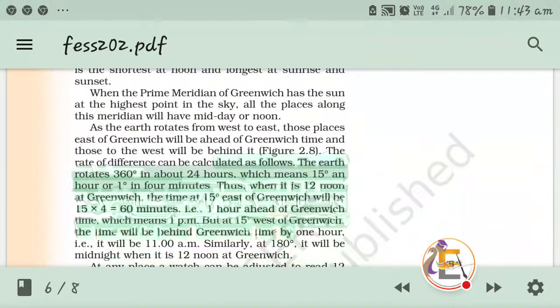Thus, when it is 12 noon at Greenwich, the time at 15 degrees east of Greenwich will be 15 times 4 equals 60 minutes, i.e., 1 hour ahead of Greenwich time, which means 1 p.m. But at 15 degrees west of Greenwich, the time will be behind Greenwich time by 1 hour, i.e., it will be 11 a.m. Similarly, at 180 degrees, it will be midnight when it is 12 noon at Greenwich.